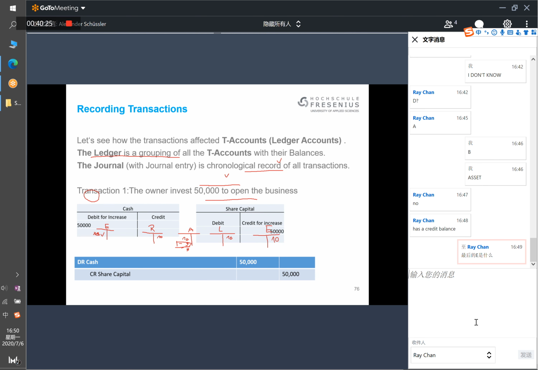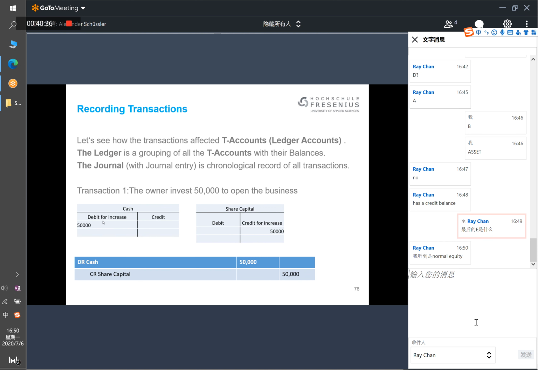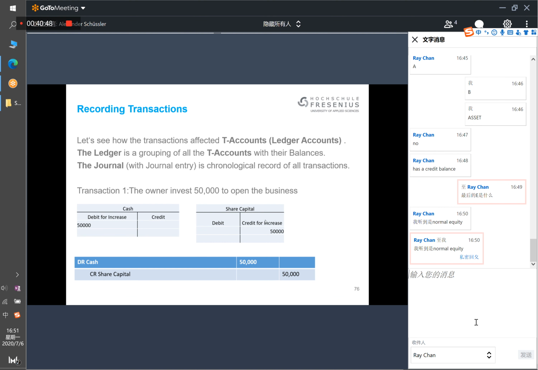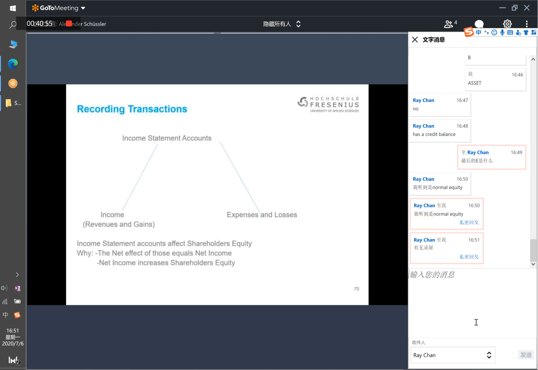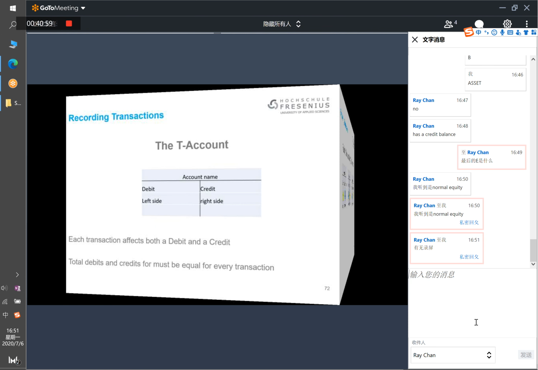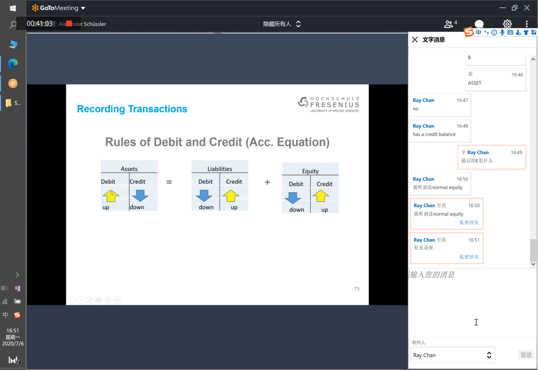Here you see it, for example. Cash is an asset, you debit it for an increase. Share capital, equity, you credit it for an increase. Asset, you debit it for an increase, you credit it for a decrease. Liabilities, the other way around. You debit them when they decrease, and you credit them when they go up.